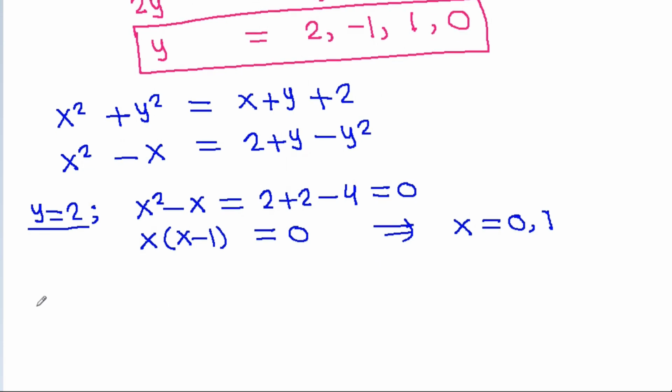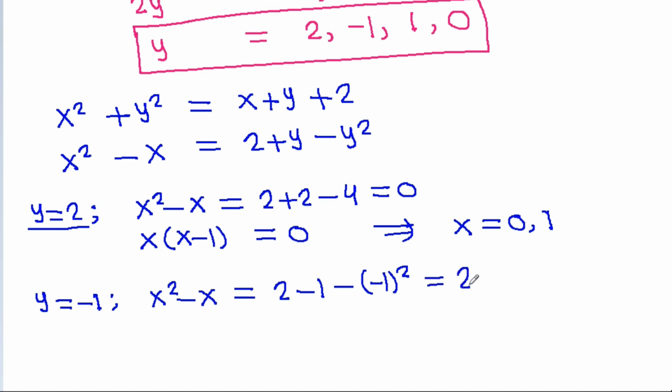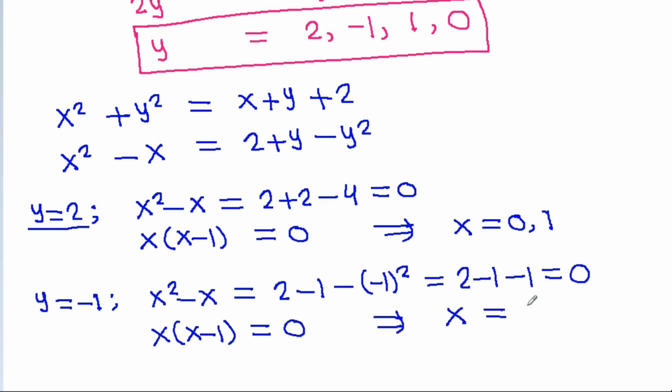And if y is minus 1, then x square minus x will be equal to 2 minus 1 minus 1 square, and it is 2 minus 1 minus 1, that is 0. So x times x minus 1 is 0. That means x will be equal to 0 and 1.